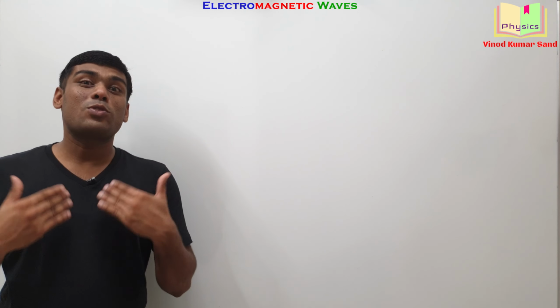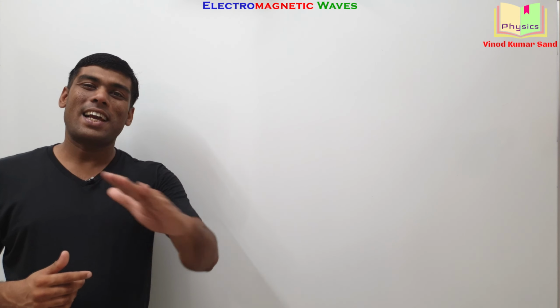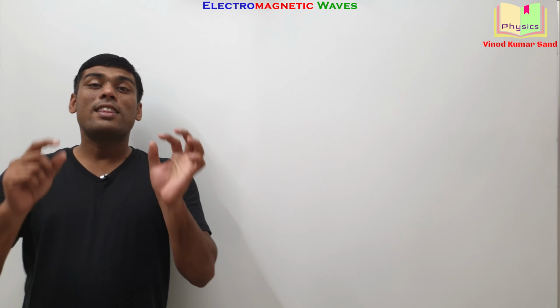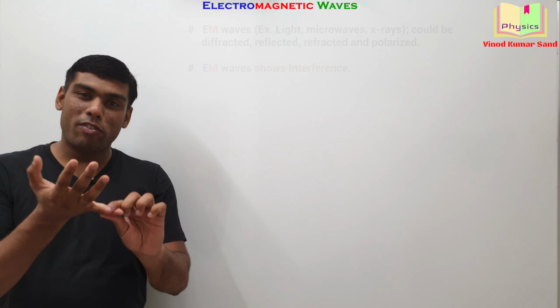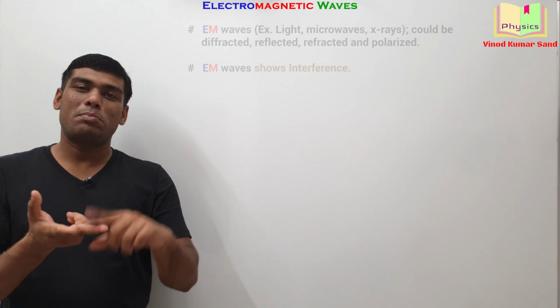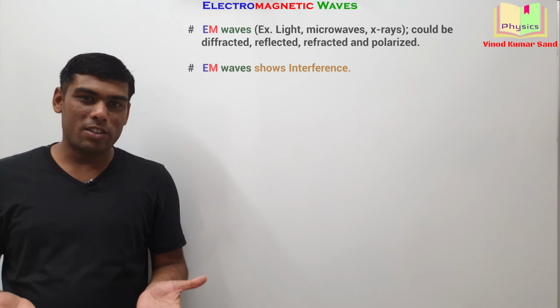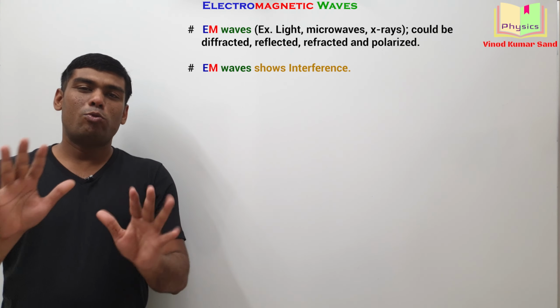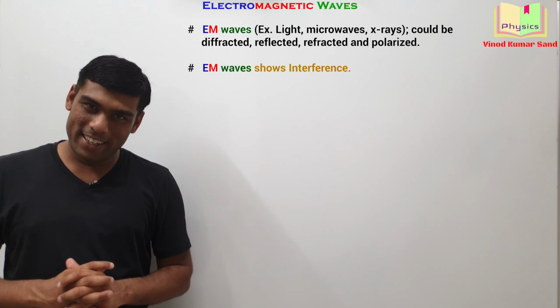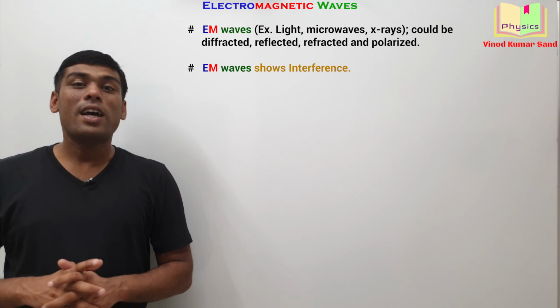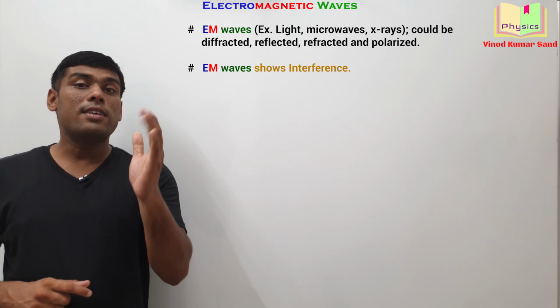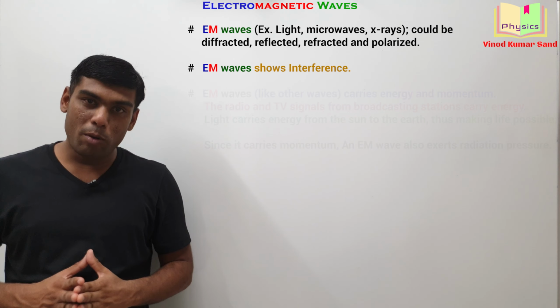Now we'll discuss few more important properties of the electromagnetic waves. The EM waves can be reflected, can be refracted, can be polarized, can be diffracted, shows the interference. There are numerous properties which will be taught in the different videos. Done? The EM waves carries the energy and the momentum.